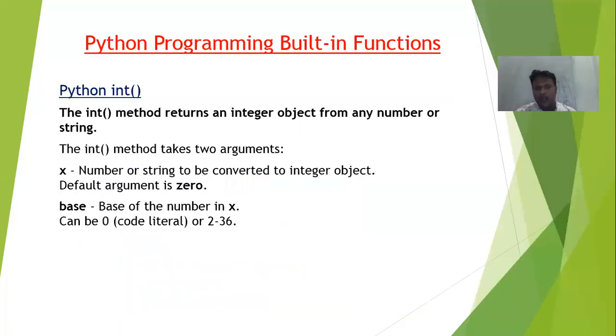Then the Python int method returns an integer object from any number or string. The int method takes two arguments. One is x, the number or string to convert to an integer object. The default value of the argument is 0. The base of the number in x can be 0 or 2 to 36.